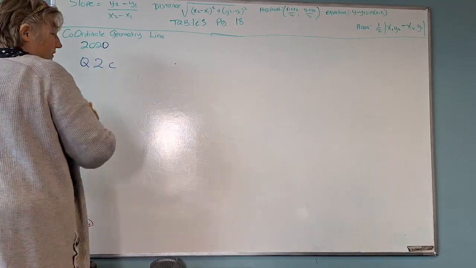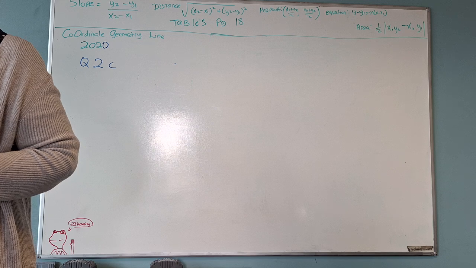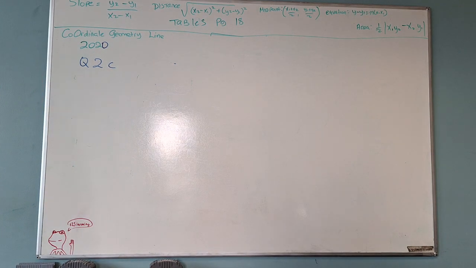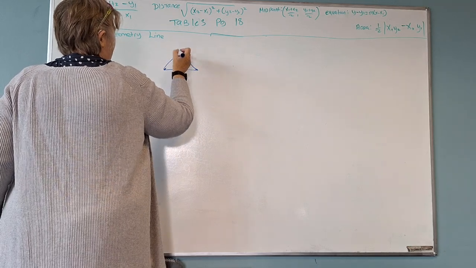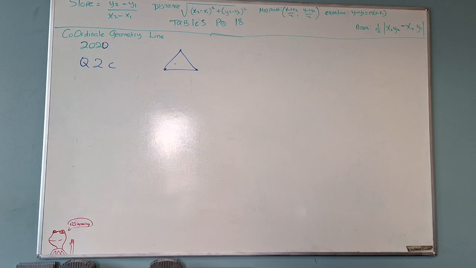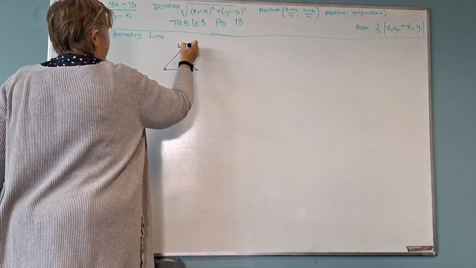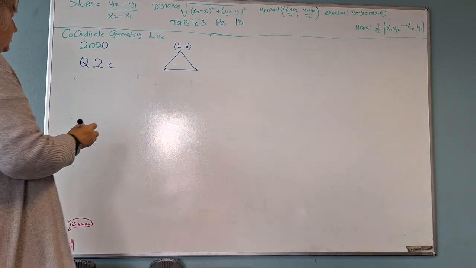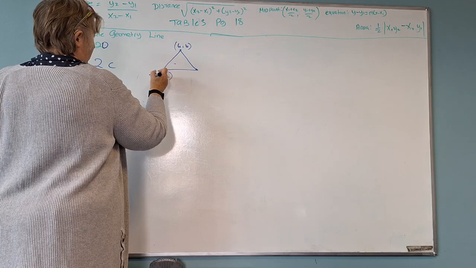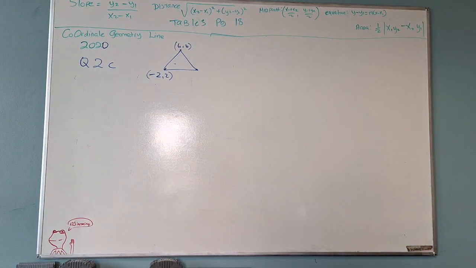Question 2, part C. Okay, so the last thing to do here really is the area of a triangle. And in 2020 question 2, part C, you're given a triangle ABC. Okay, and you're asked to get the area, and you're told that the coordinates of A is 4, 6. The coordinates of B is minus 2, 2. And the coordinates of C are 10, 0.